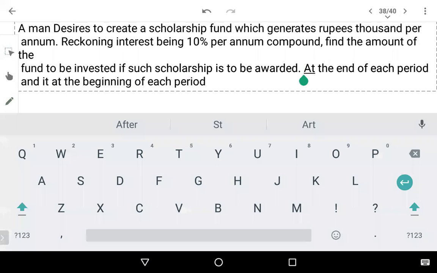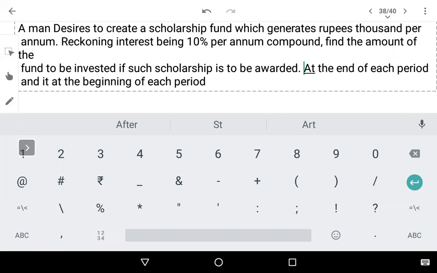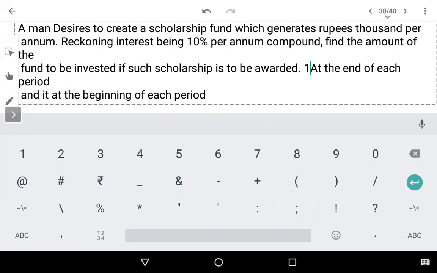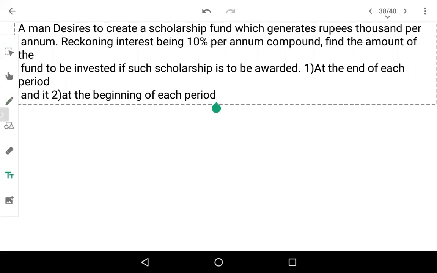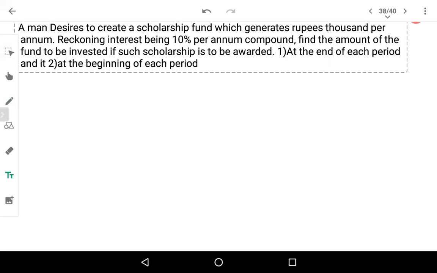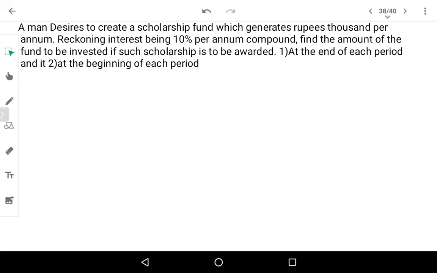Now here, the first question is at the end of the period, and the second question is at the beginning of the period. So we are supposed to find out two different things here. Firstly, at the end of the period, and then at the beginning of the period. Let's read the question once again.